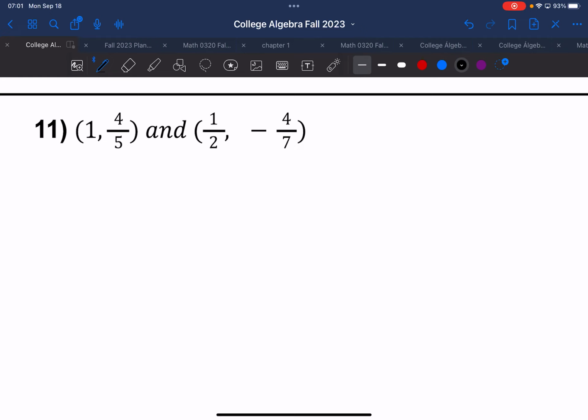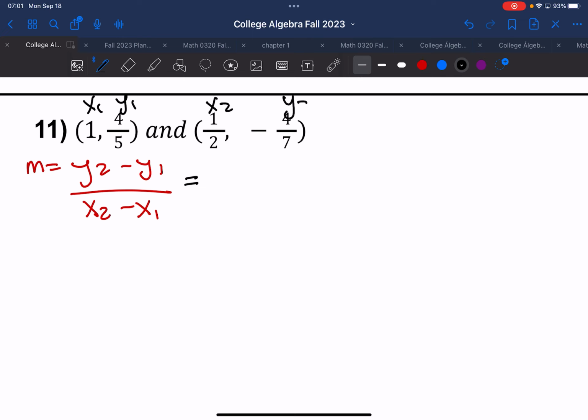Okay, number 11, so we have some fractions to deal with in this one again. So we have our formula. Okay, eventually you won't have to write the formula. You'll have it memorized. Okay, so, oh, and then label my points. Okay, so plugging in y2, we have -4 over 7 minus y1, which is 4 over 5. And then x2, which is 1 over 2, minus x1, which is 1.